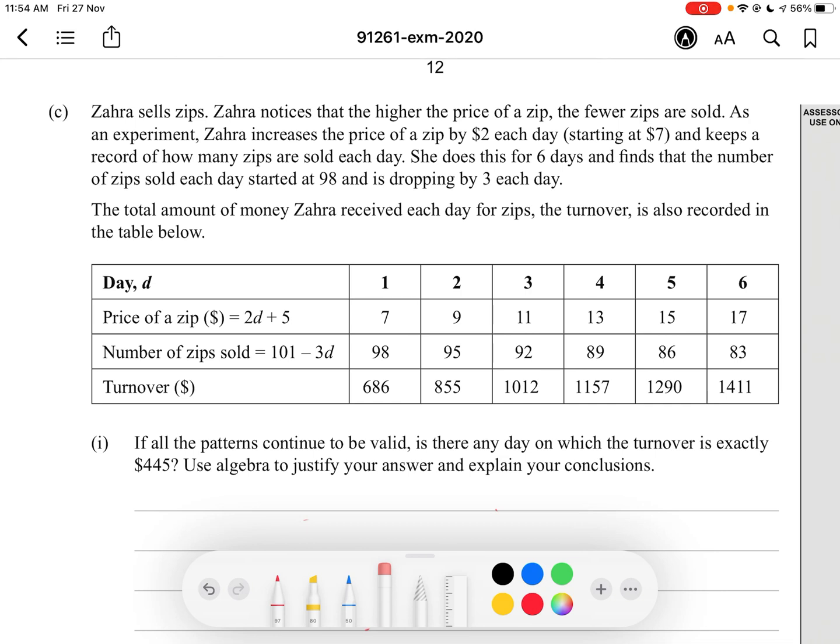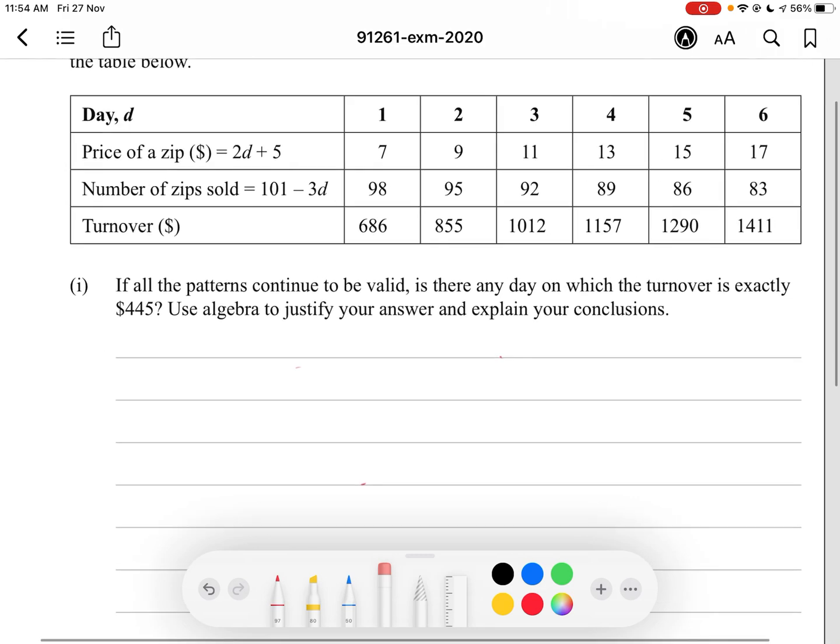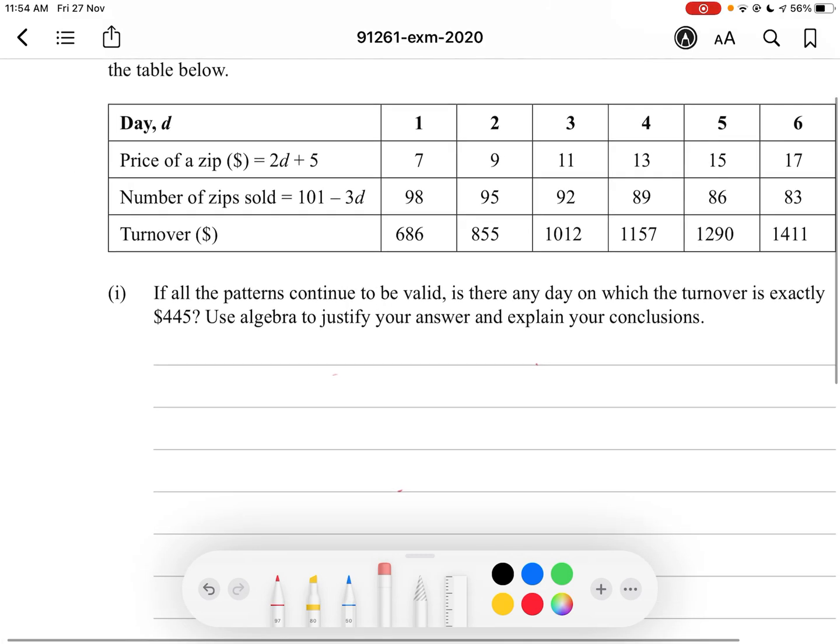She does this for 6 days and finds that the number of zips sold each day started at 98 and is dropping by 3 every day. The total amount of money Zara received each day for zips, the turnover, is also recorded in the table below. If all the patterns continue to be valid, is there any day on which the turnover is exactly $445? Use algebra to justify your answer and explain your conclusions.